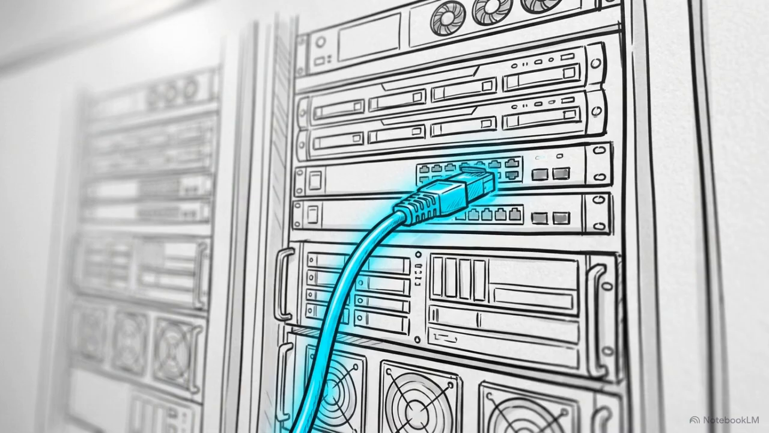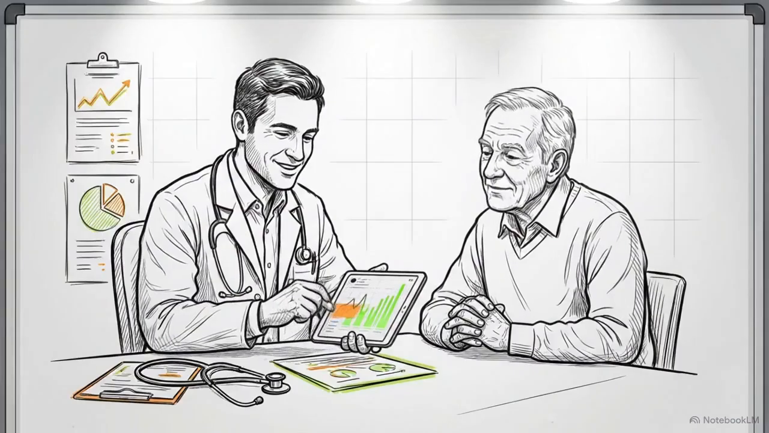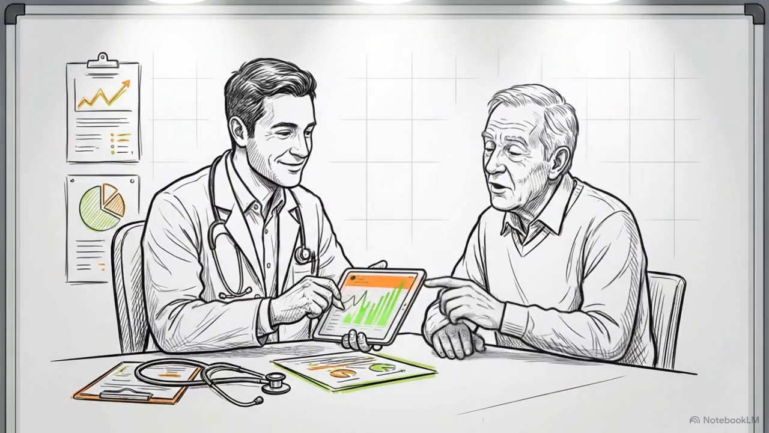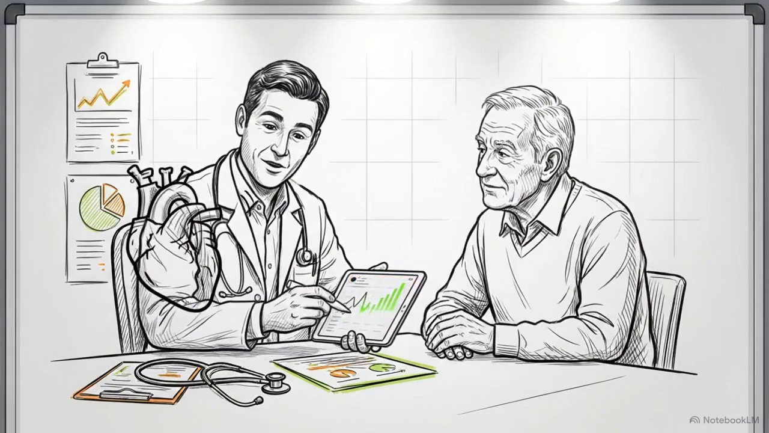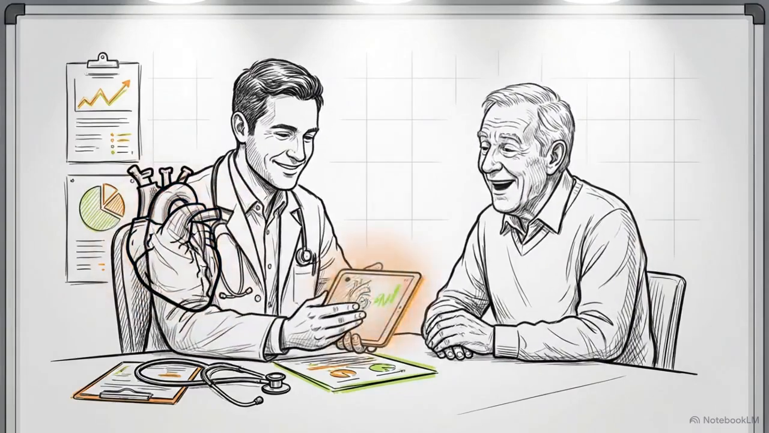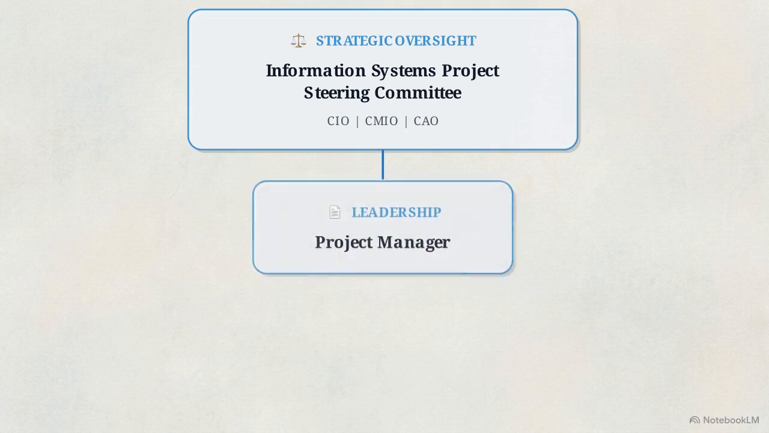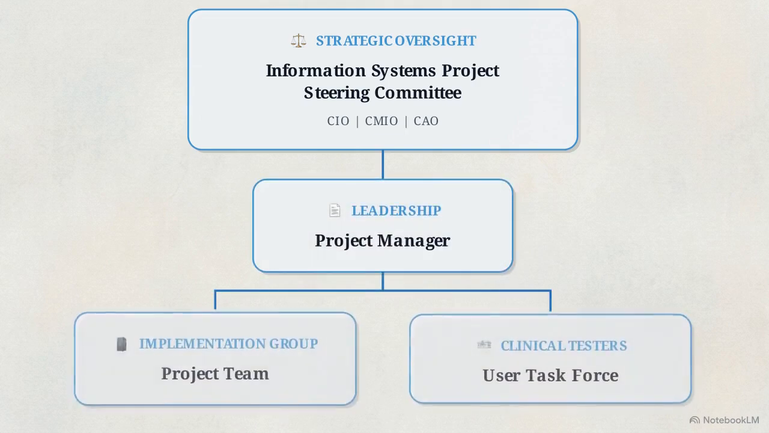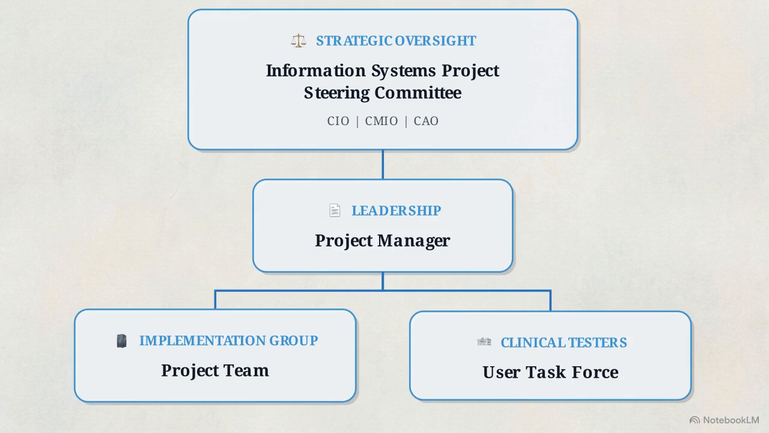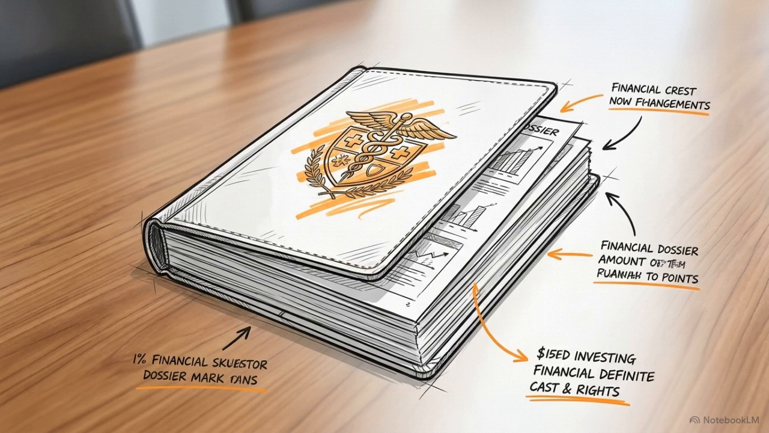Before evaluating a single line of software, the institution must perform information system strategic planning. This ensures the proposed technology directly supports broader business objectives, like improving the overall quality of patient care. To execute strategy, a formal governance structure is established. At the top is the Information Systems Project Steering Committee, led by the CIO, CMIO, and CAO. Reporting to them is the execution layer, the project manager leading the project team, and a user task force.